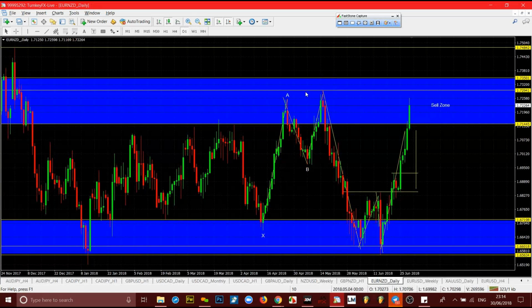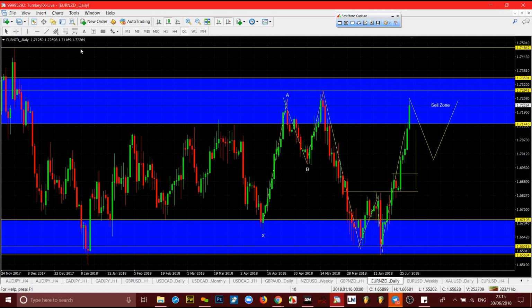Now bring it to the lower time frame. You can see the double top here. And what happened after that double top? It dropped. You can see the double bottom here. After the double bottom, what did it do? It spiked up. Now, what do you think is going to happen? This is a possibility. It may do this.